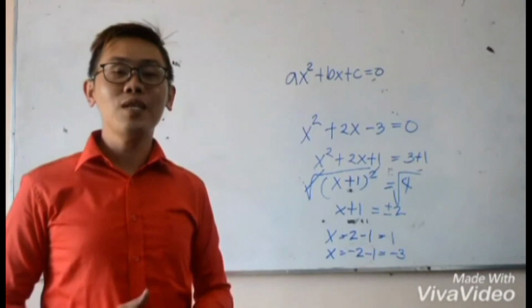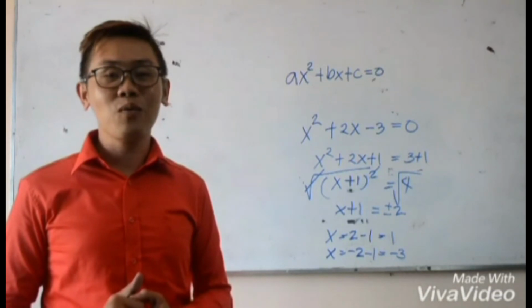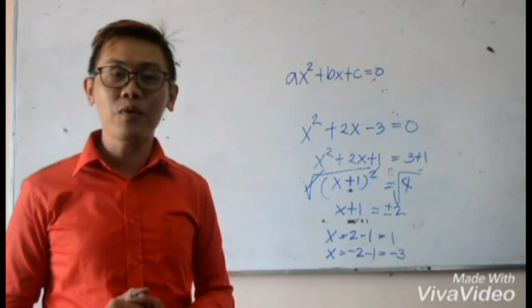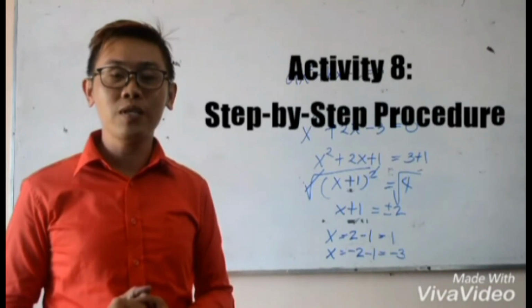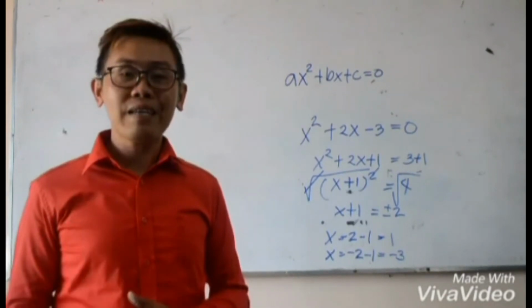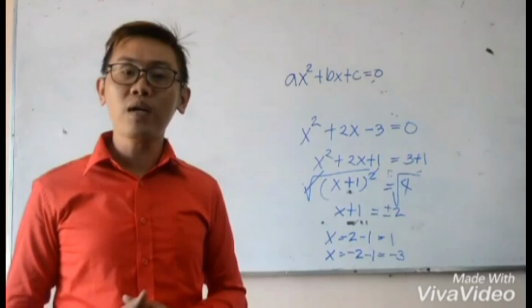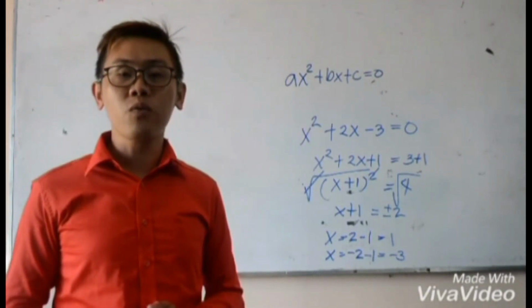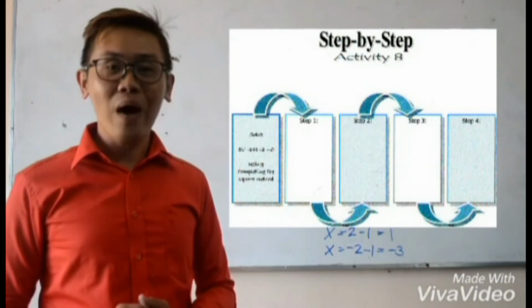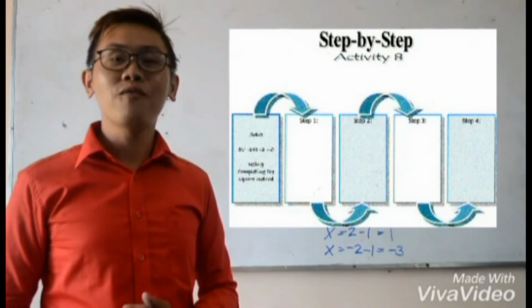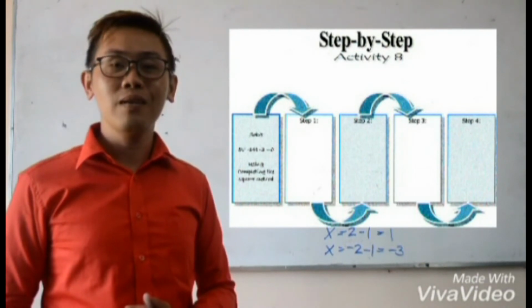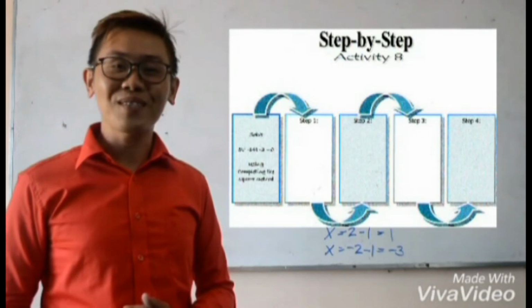Since you already know the procedure in solving a quadratic equation using the completing the square method, we will now have activity number 8, the step-by-step procedure. In this activity, you will develop your critical thinking by giving procedures in solving a quadratic equation using the completing the square method. Directions. In the chart given, write the step-by-step procedure of solving a quadratic equation using the completing the square method. Pause the video for you to answer.